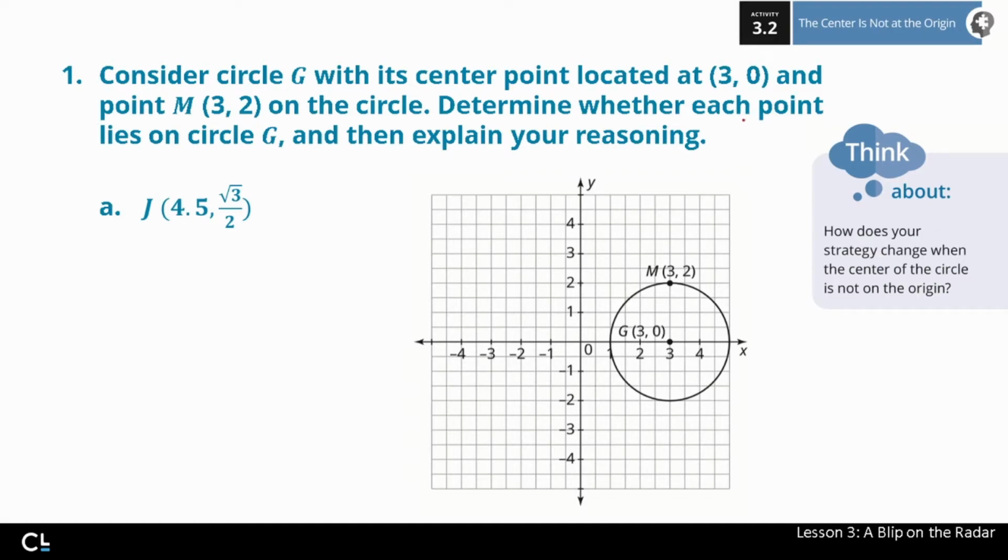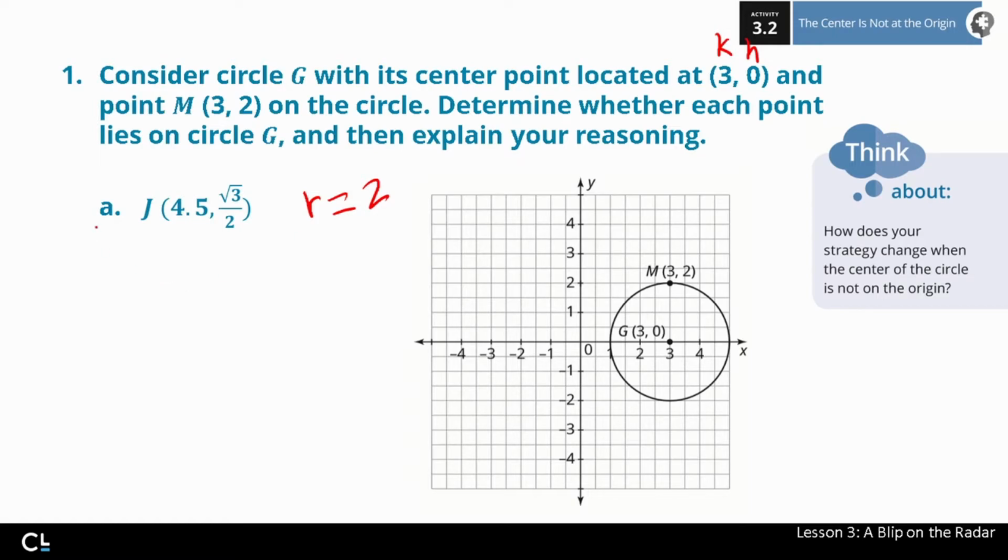of the circle. So it says, consider circle G with the center point located at 3, 0. This is my K, this is my H, and the point M at 3, 2. Now notice what changes from 3, 0 and 3, 2. It's my Y coordinate and it moves 2. That tells us that our radius is equal to 2, right? 3 and 3 are the same. 0 to 2 is plus 2. Nice and simple. That tells me my radius is 2.